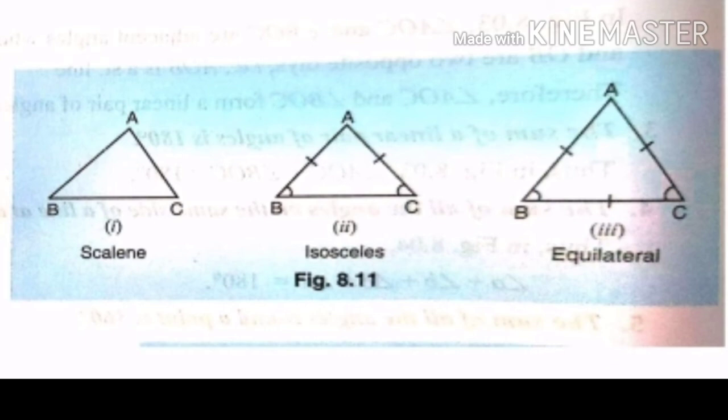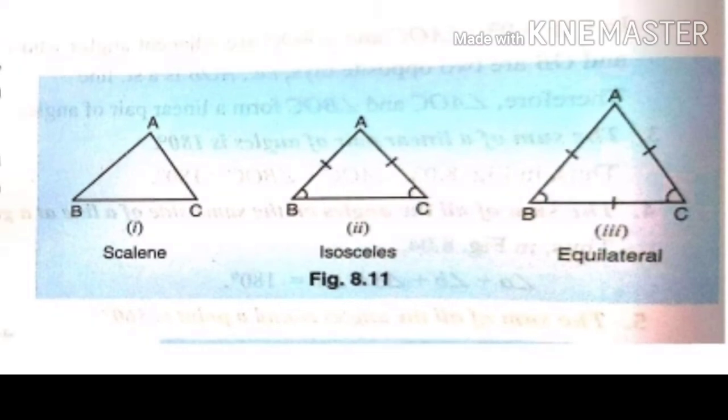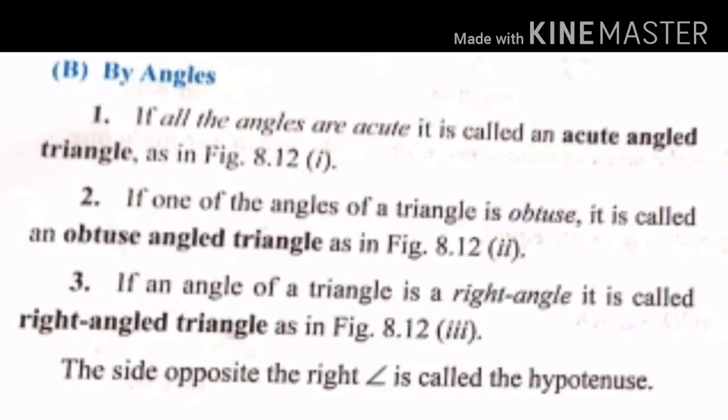Now you can see in the figure number 2, isosceles triangle students, if AB is equal to AC, means the sides are equal, their opposite angles are also equal. That is our one property of triangle, that if in a triangle two sides are equal, the opposite angles are always equal. And in equilateral triangle also, three of the angles are always equal.